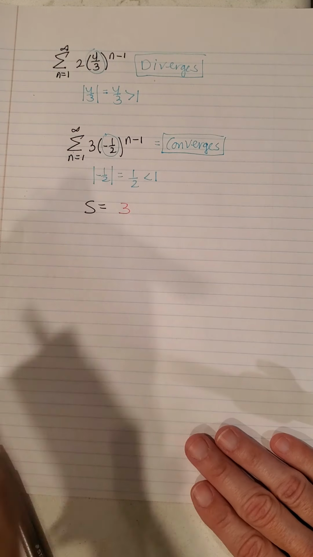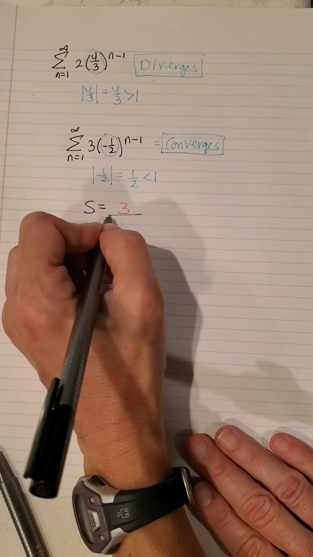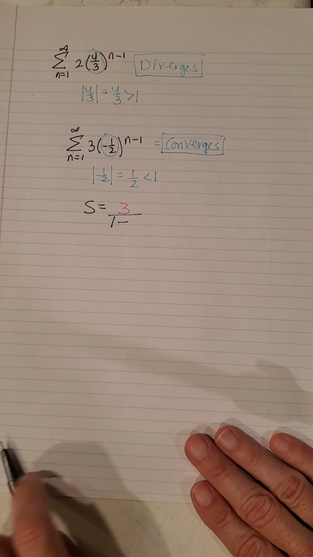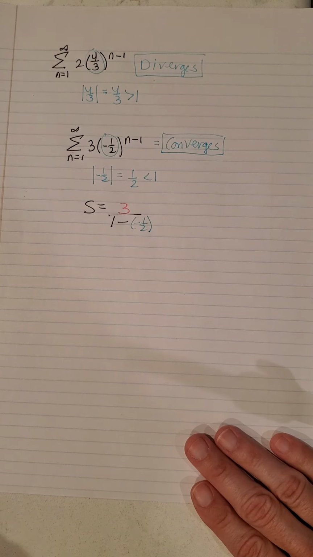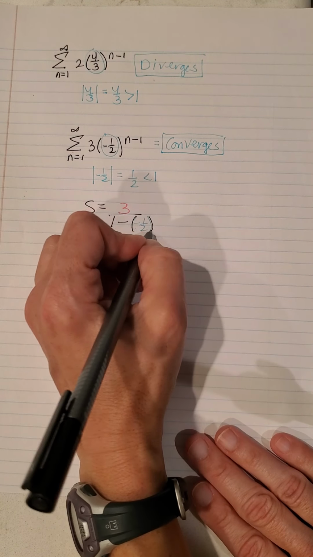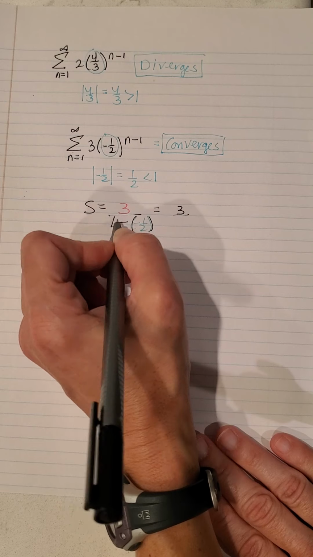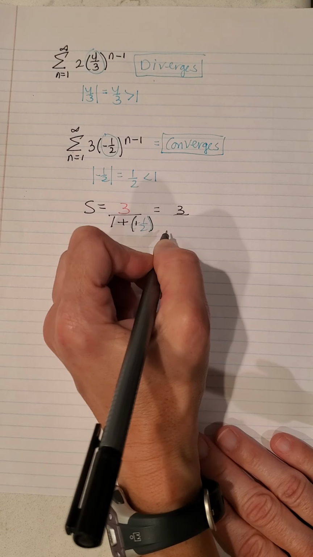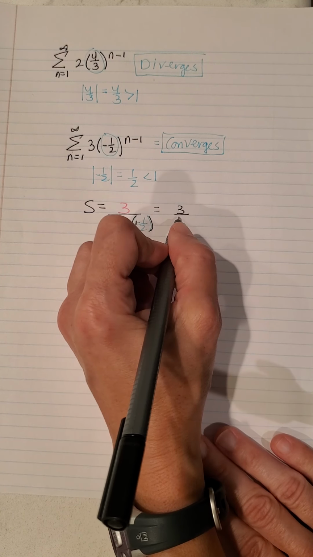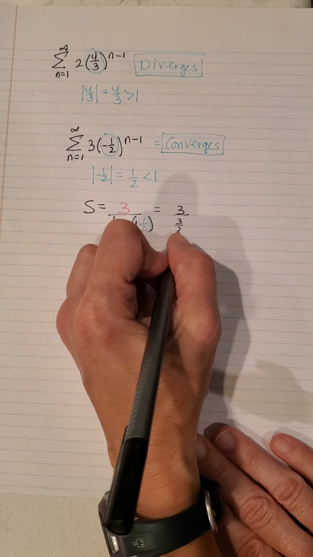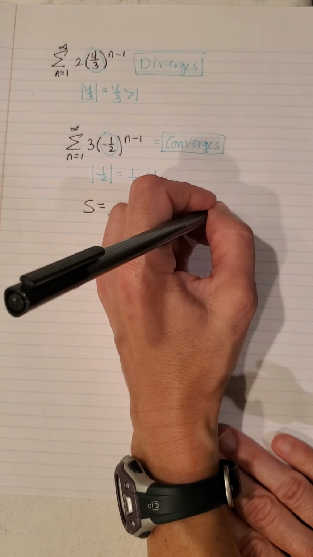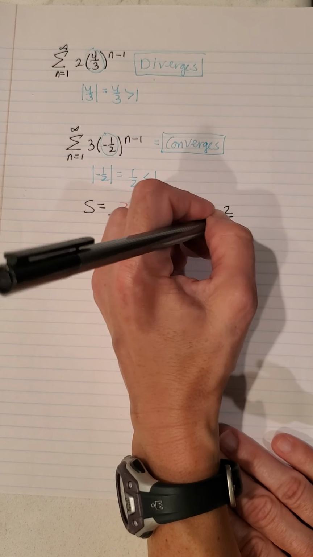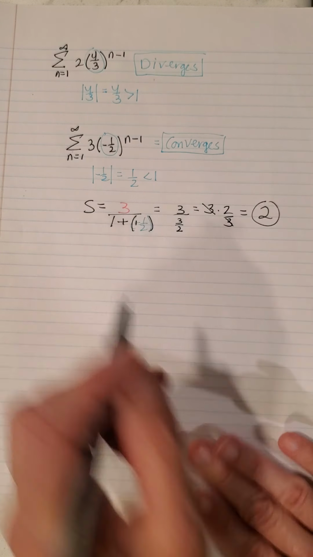I get 3 over 1 minus negative a half. That's that negative a half. And so you have to be careful because I'm really saying 3 divided by 1 plus a half. Well, 1 plus a half is 1.5, which is the same as 3/2. And so I have 3 divided by 3/2, which is 3 times 2/3. These cancel out, and I just get 2.